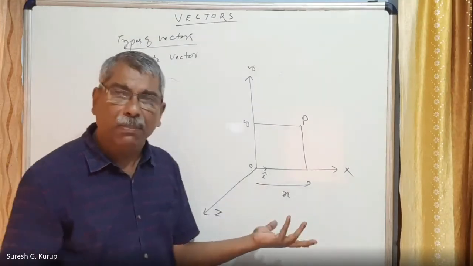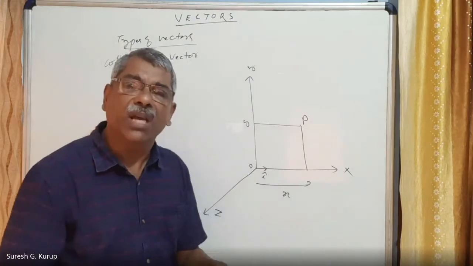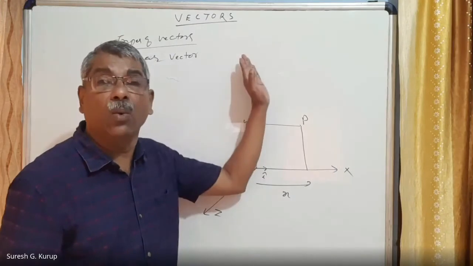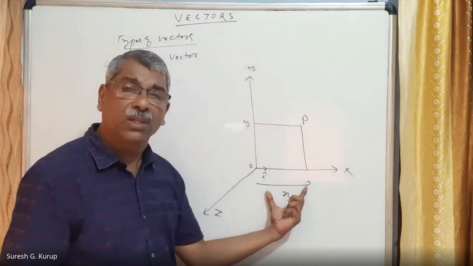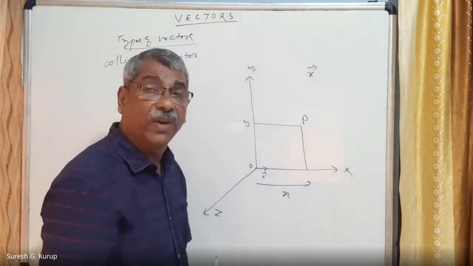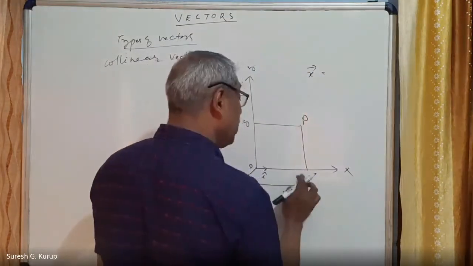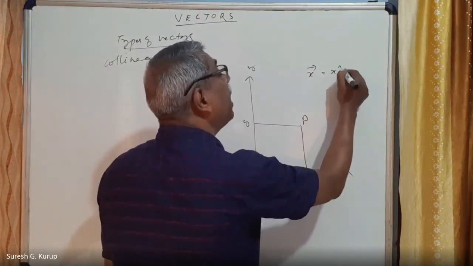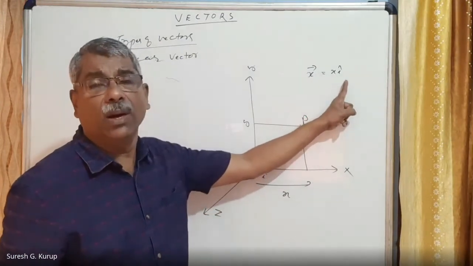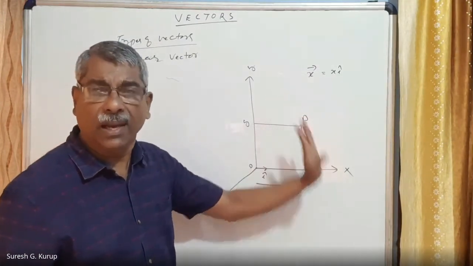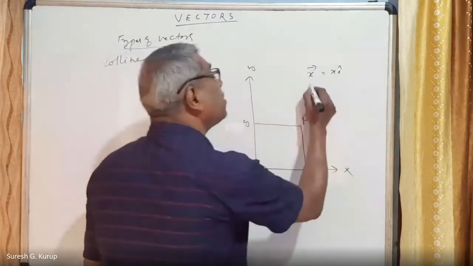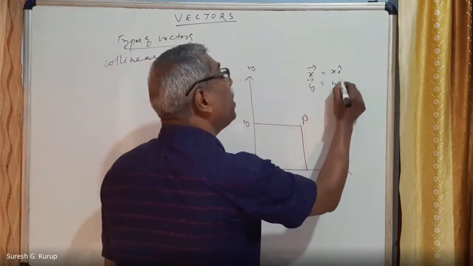The body is actually moving in a plane, but at the same time it has displacement in two directions, one along the x-axis and the other along the y-axis. What is the displacement of the body along the x-axis? That is equal to vector x. Vector x I can write as the magnitude x into i cap, or x i cap, right? What is the displacement of the body along the y-axis? That I can write as vector y equals y into j cap.